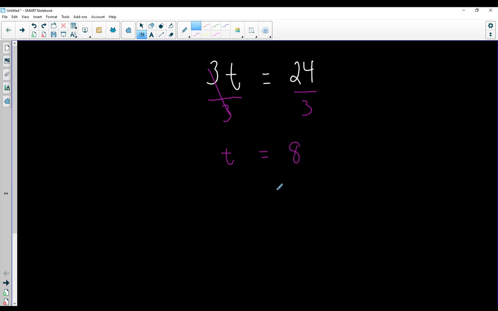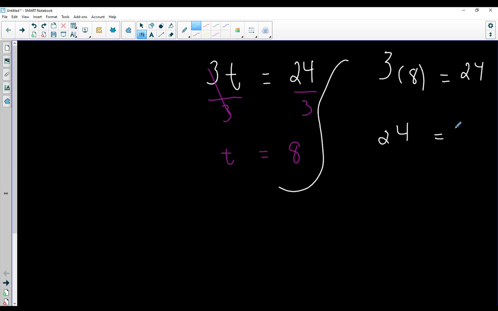Then we're going to do our check. We're going to replace the value of t with what we discovered it is. In this case, we said 8. What is 3 multiplied by 8? It is 24. Does my left side equal my right side? Yes, then you are correct.